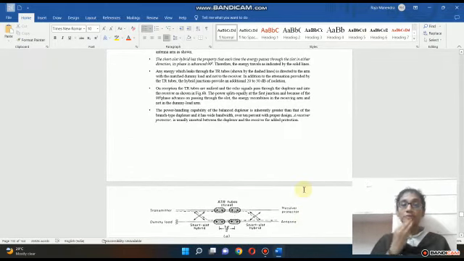Any energy which leaks through the TR tubes is directed to the arm with the matched dummy load and not to the receiver, in addition to the attenuation provided by the transmit receive tubes. The hybrid junction provides an additional 20 to 30 dB of isolation. On reception, the transmit receive tubes are unfired and the echo signal passes through the duplexer and into the receiver, as shown in the figure.